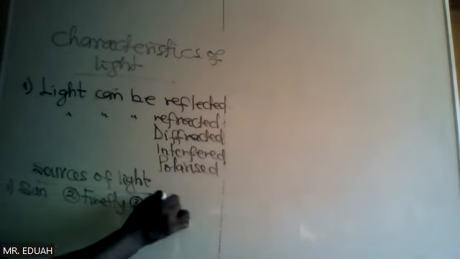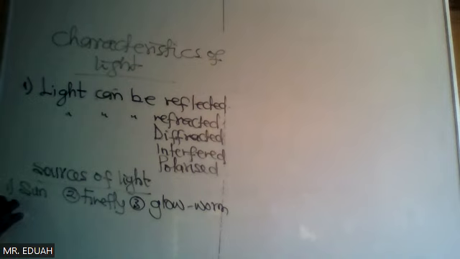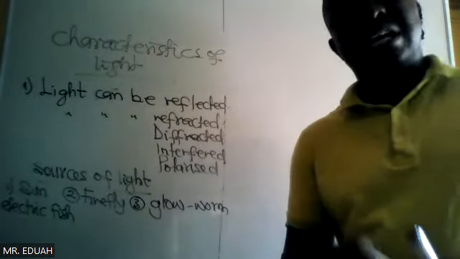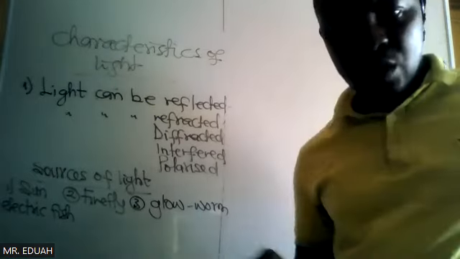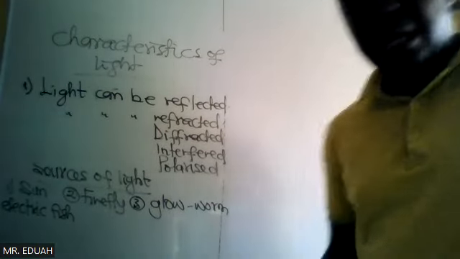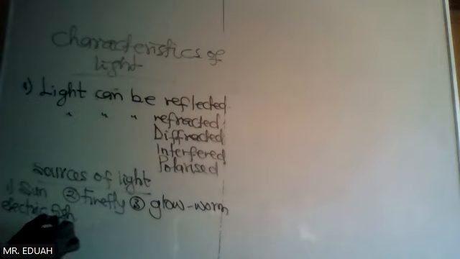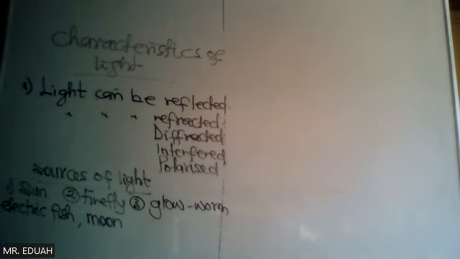And so we can talk about firefly, the glowworm, the electric fish. There are fishes in the sea during the night time. Okay, they will be shining, illuminating, producing light. Now, we shouldn't also overlook the moon. The moon also reflects, produces light.